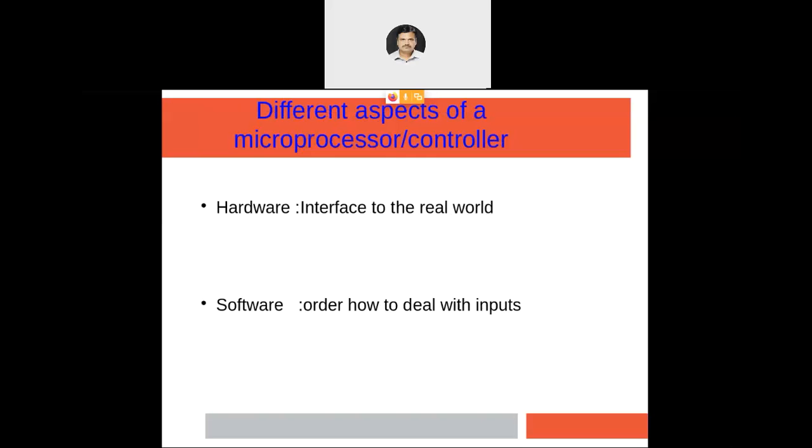So you consider the different aspects of the processor and controller. Both have hardware, which is nothing but the interface to the real world. I am utilizing this laptop, and my voice is interacting with the hardware, going into the laptop and to all of you. And software is the backend code that deals with the inputs. Whatever inputs I give through the keyboard or my voice are processed at the back end in the operating system software. Generally, it is written on read-only memory.